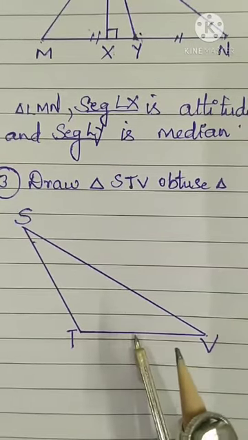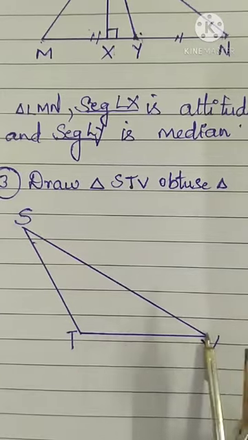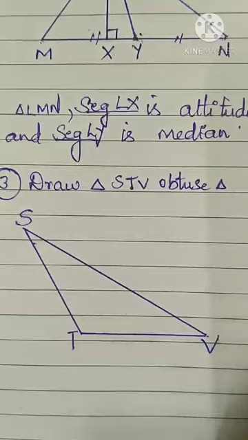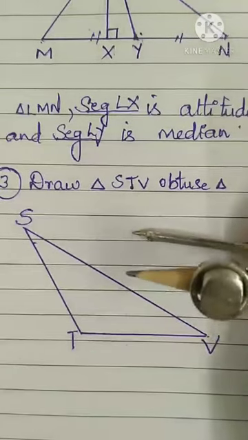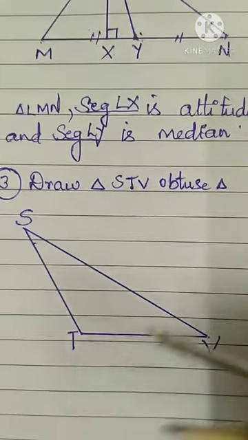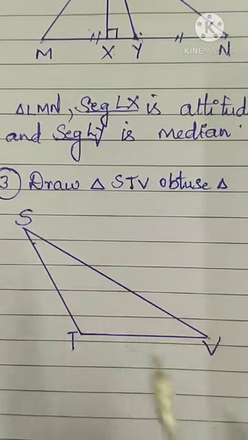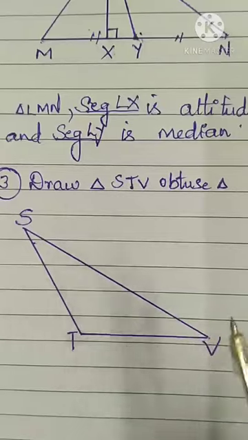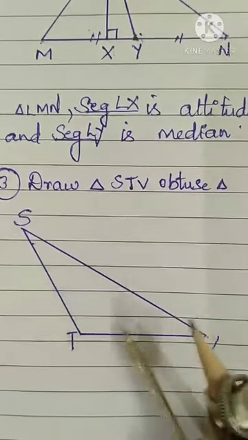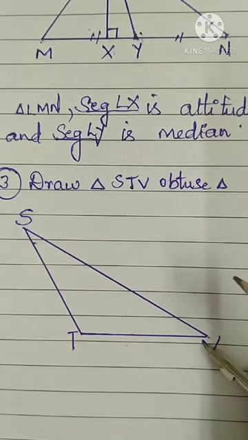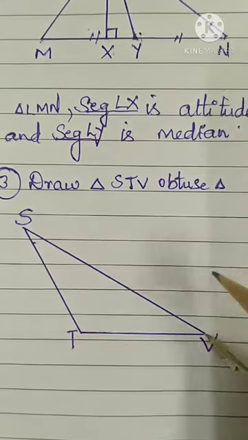Midpoint means the point which divides a segment into two equal parts. We will get that if we draw the perpendicular bisector. That is a line which is perpendicular as well as divides the side into two equal parts. Bi means two, bisector means dividing into two equal parts. So how will we draw the perpendicular bisector? I will show you the easy method.